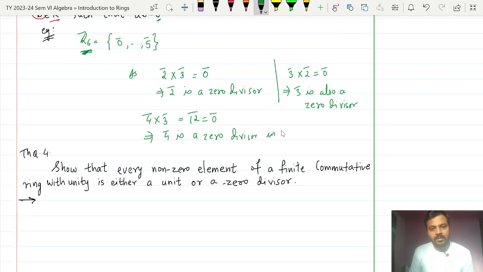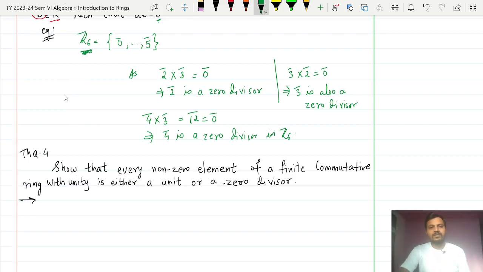Okay, in Z6, remember. Now similarly, what about 5 bar? So if I take 5 bar multiplied by what is equal to 0 bar, that is what we have to check. So the possibilities are, we have to put 1 bar up to 5 bar here. So 5 multiplied by 1 will be 5, 5 multiplied by 2 will be 10, 5 multiplied by 3 will be 15, 5 multiplied by 4 will be 20, 5 multiplied by 5 will be 25. We do not get 0 bar. Thus 5 bar is also not a zero divisor in Z6.